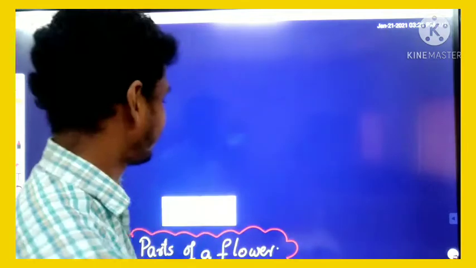Here in this class, first of all I will show you the diagram of a flower. From the diagram you will understand the different parts of a flower, and the male and female reproductive parts of a flower. Okay, look here, my dear.